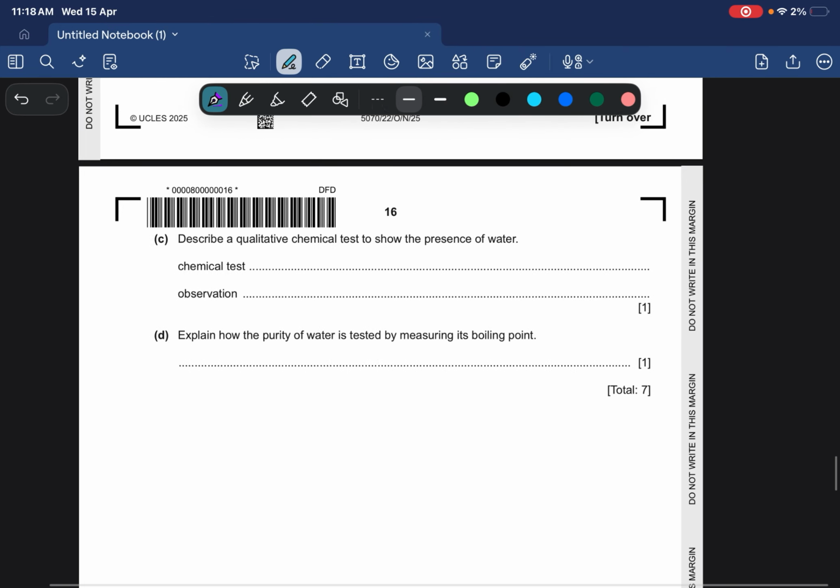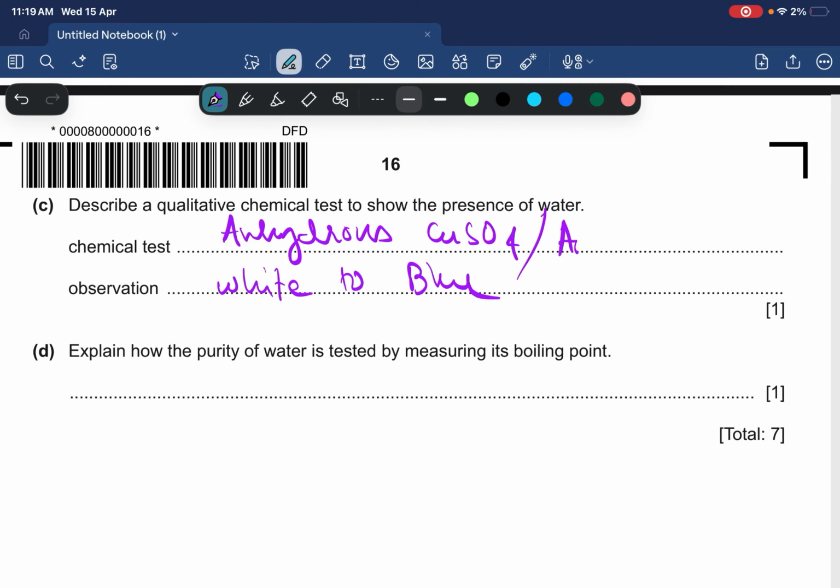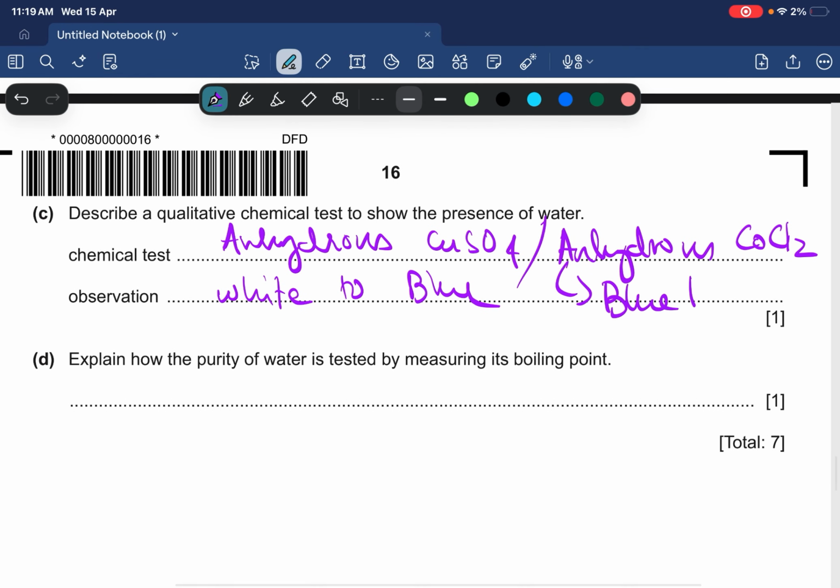Done? Describe a chemical test to show the presence of water. You know you can use 2 things to test for water. Number 1 is your anhydrous copper sulfate, CuSO4. If you add water to anhydrous copper sulfate, it's going to become hydrated and it's going to turn from white to blue. And the second thing you use is your anhydrous cobalt chloride, CoCl2. If the substance contains water, this is going to turn from blue to pink.